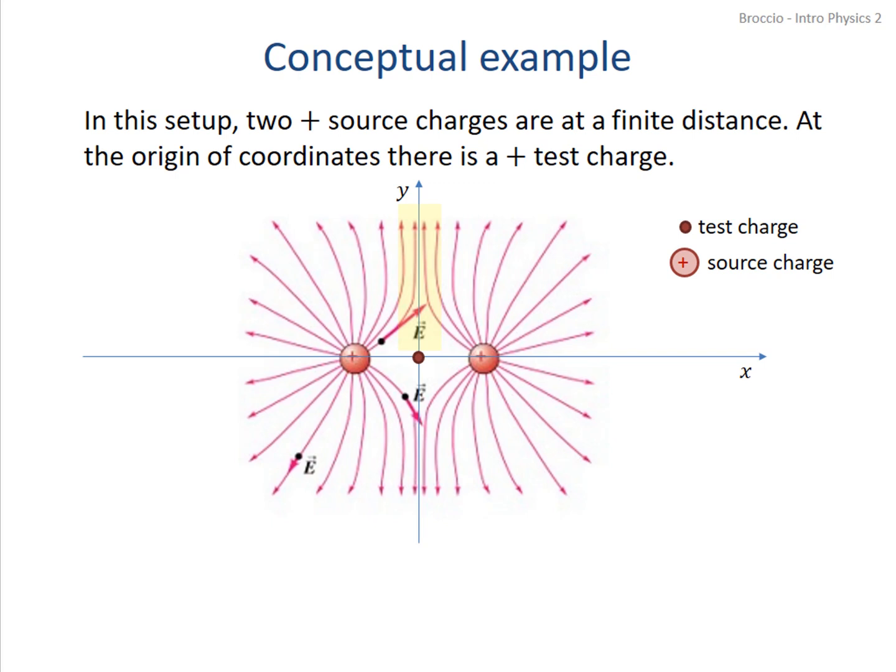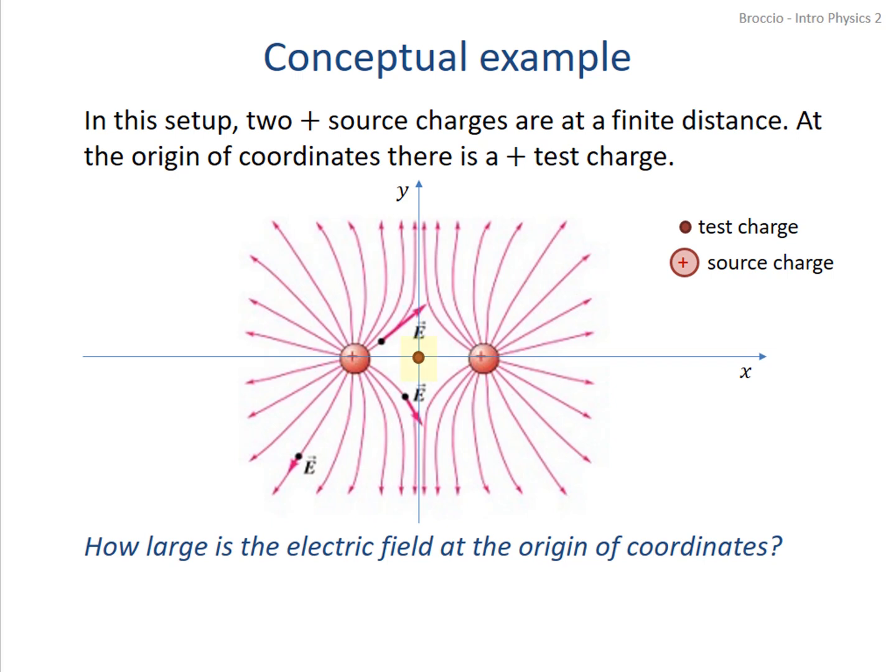If a positive test charge was abandoned anywhere on the positive y-axis, it would be repelled by both positive sources and be expected to accelerate along the y-axis. If that same test charge was abandoned anywhere on the negative y-axis, it would accelerate in the negative y direction.